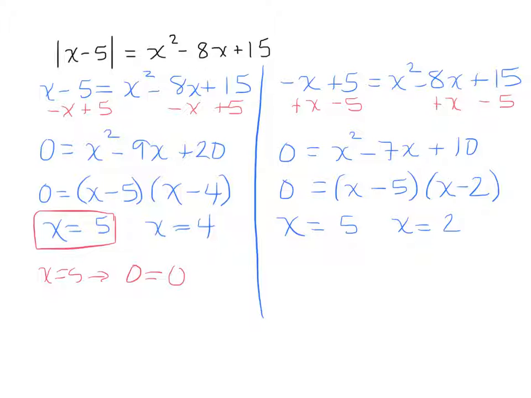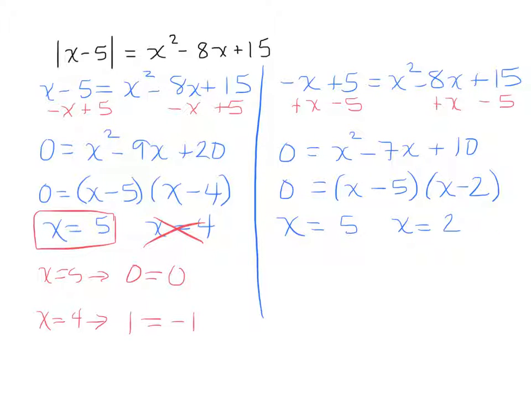Test the 4. It's 4 minus 5. This is for x equals 4. 4 minus 5, which is negative 1, but the absolute value of that is 1, equals, and then we'll fill in the 4. 4 squared minus 8 times 4 plus 15, which is negative 1. So we get 1 equals negative 1, which means that is an extraneous solution.